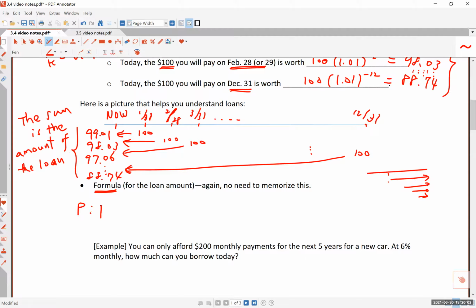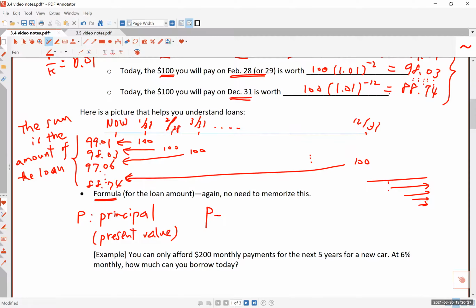P in this case is, of course, the principal. In the context of mortgages and loans, this is also called the present value. How much is the total present value of all your future payments? That's nice because they both start with a P. So we can use capital P to represent the amount you can borrow today. And here's the formula.